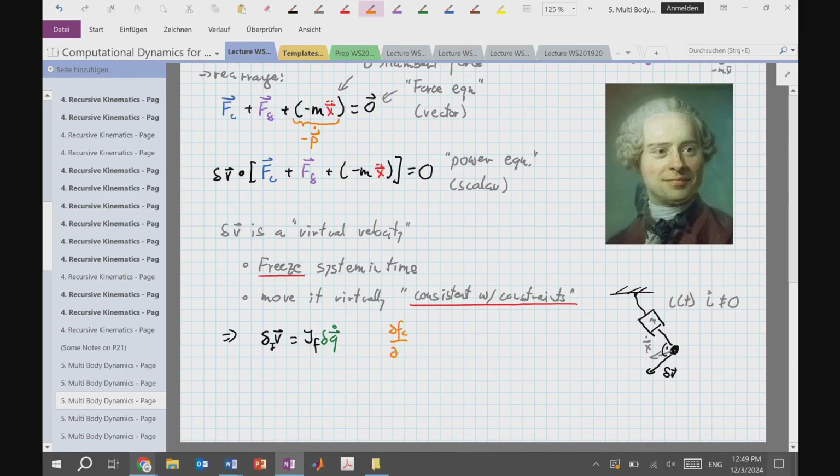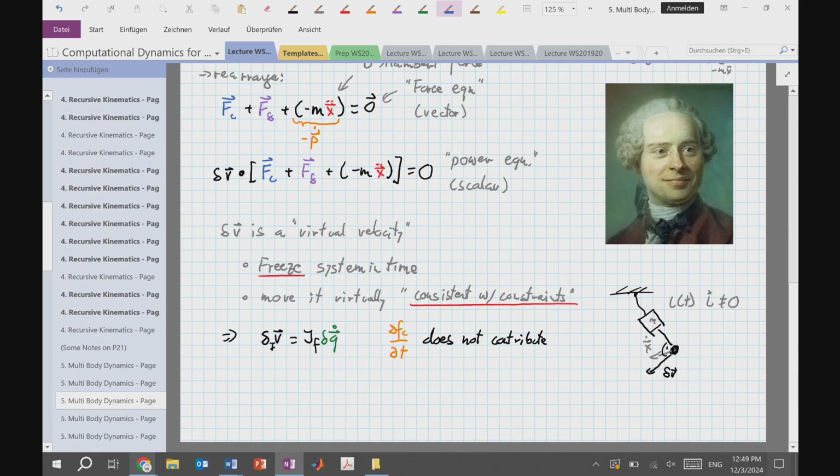Delta FC delta T does not contribute. That's what I mean with virtual velocity. I only move my joints. It doesn't have to be the real velocity. It could be any velocity I can think of within my joints. And the rheonomic constraints do not contribute.